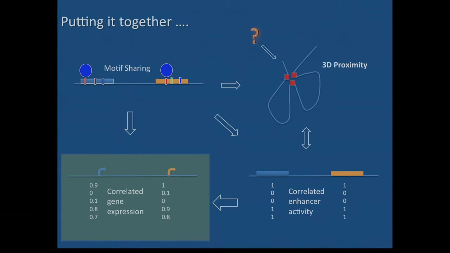But what we are also thinking is that maybe the link between this and this is indirect. Maybe motif sharing somehow affects the 3D proximity that may affect directly or indirectly here the enhancer activity correlation, and that would, of course, directly affect their target gene correlated activity. So this is the model we are thinking about.